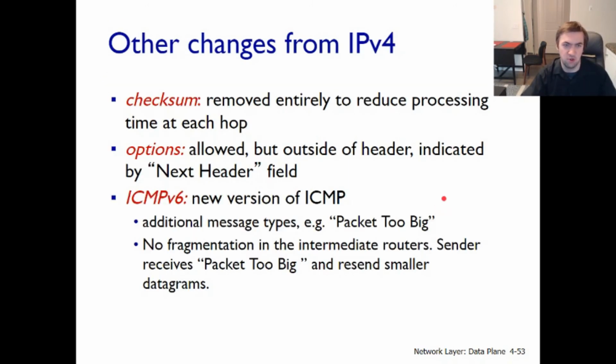A few other changes of IPv6 from IPv4 include, first off, the checksum being removed entirely to reduce processing time, options being allowed but being removed from the header, indicated by the next header field, and ICMPv6, which is a new version of ICMP that has additional message types, for example, packet too big, and has no fragmentation in intermediate routers. So this means that the sender will receive a message that says the packet is too big and be forced to resend datagrams of a smaller size.